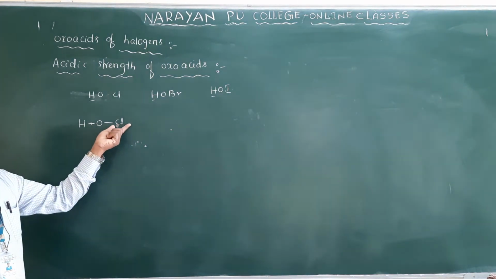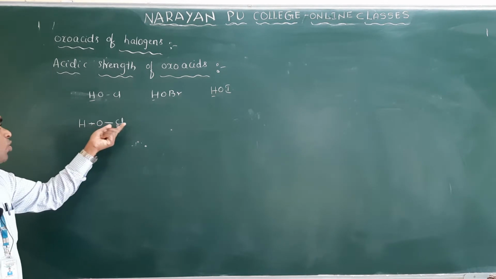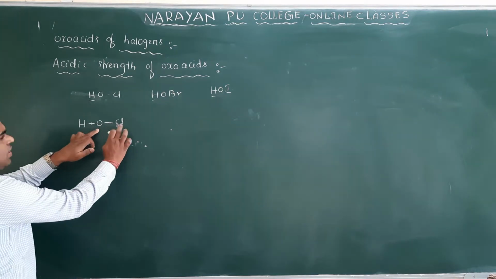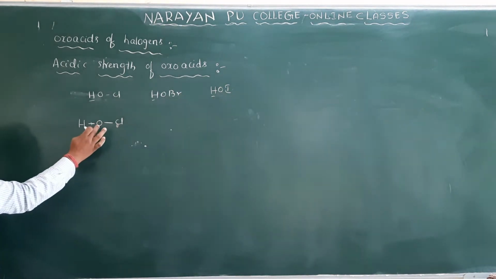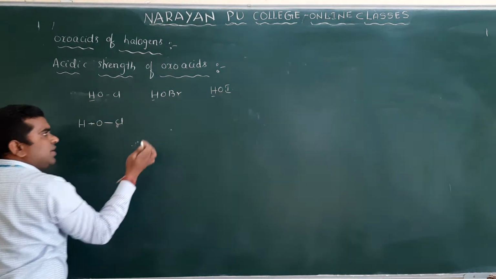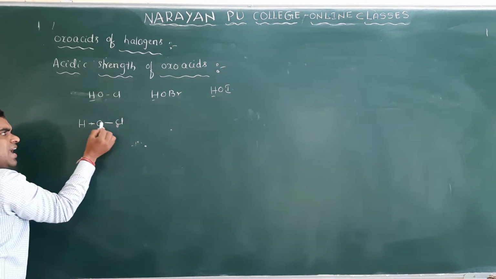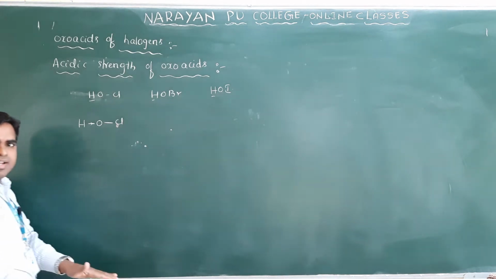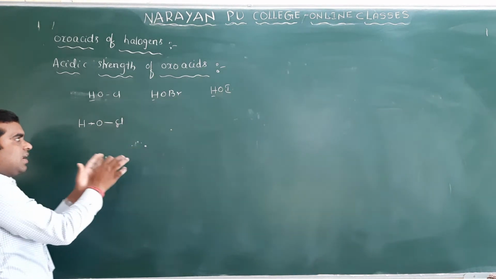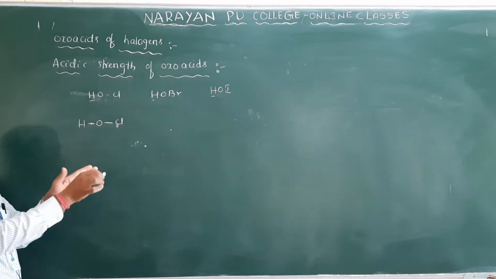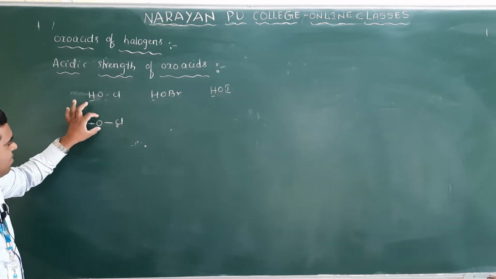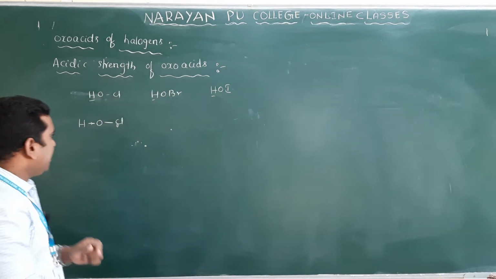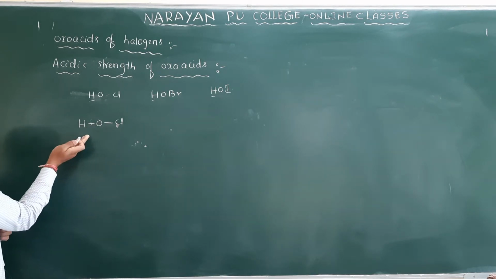But here there is chlorine. Between chlorine and oxygen, which one is more electronegative? Oxygen is more electronegative. But compared to bromine and iodine, chlorine is somewhat more electronegative. So it will try to pull the electrons from the oxygen. Then the electron density on the oxygen will be somewhat less, and it immediately takes the electrons from the hydrogen, which means it releases H plus ions very fast.